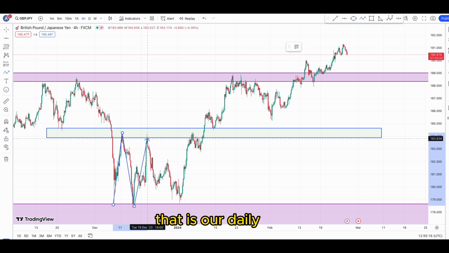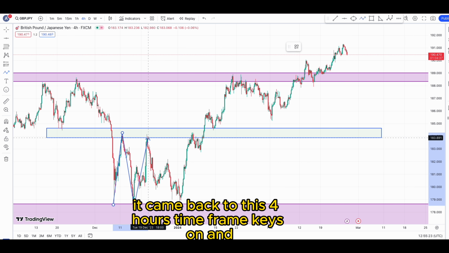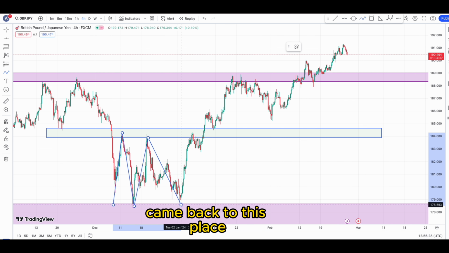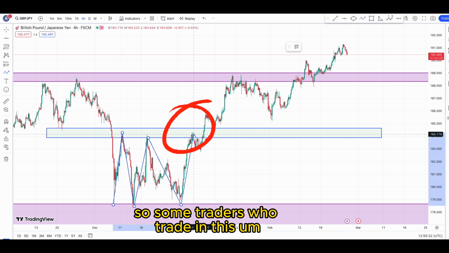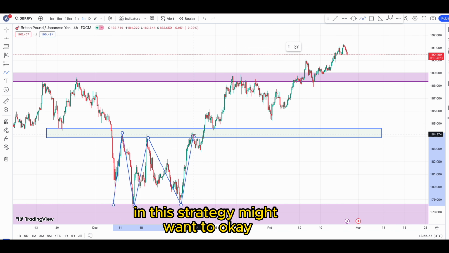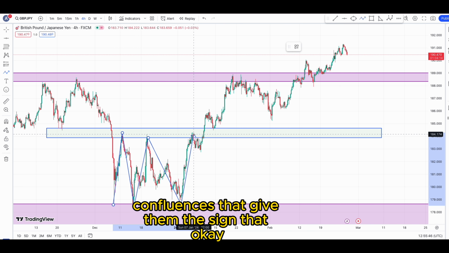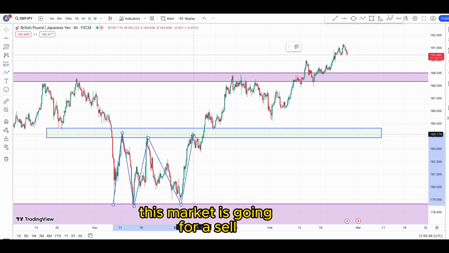You can see from here, it came down to this zone. That is our daily time frame key zone. And here is the 4 hours time frame key zone, right? It came back to this 4 hours time frame key zone and came back to this place before heading back to this place. So some traders who trade in this strategy might want to enter for a sell. For example, if they see multiple confluences that give them the sign that this market is going for a sell.